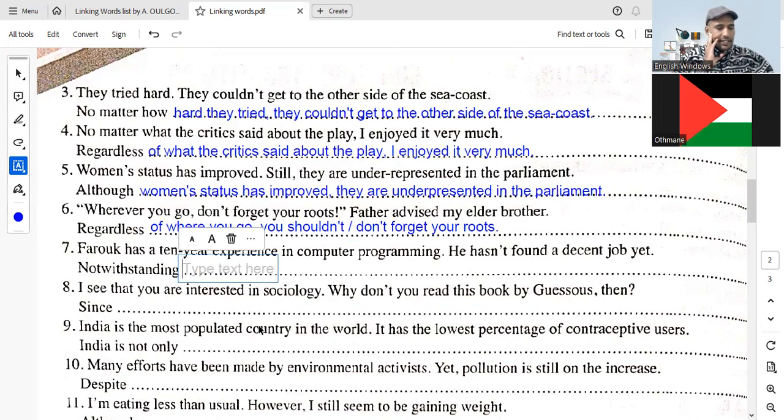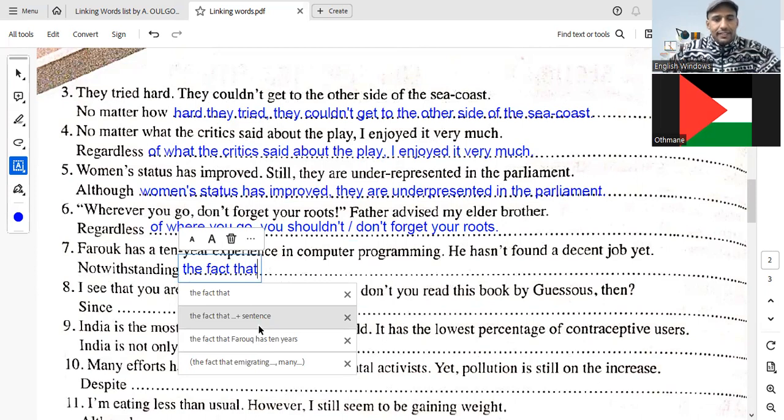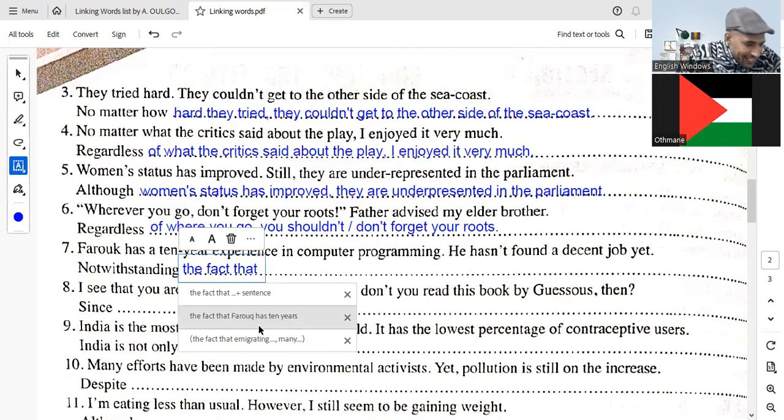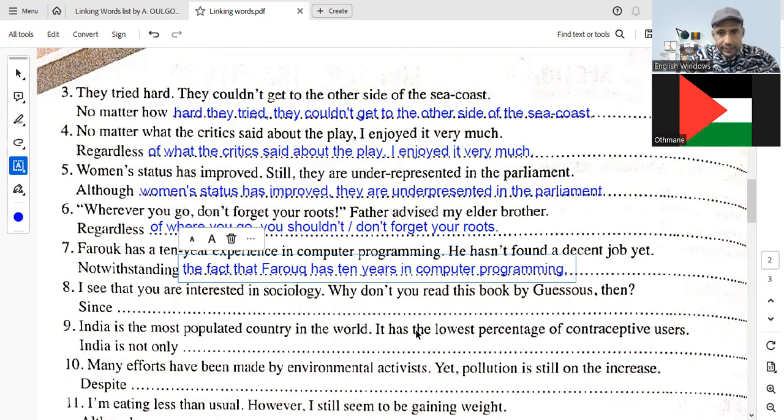Notwithstanding the fact that Farouk has 10 years of experience in computer programming, he hasn't found a decent job yet. Very good. The fact that Farouk has 10 years of experience in programming. He hasn't found a decent job. Very good.